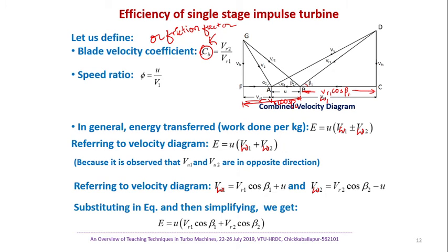This becomes VR2 cos beta 2. So VW2 can be written as VR2 cos beta 2 minus u. So that gives you VW2. Now substitute these two in this. So u, VR1 cos beta 1 plus VR2 cos beta 2, plus u minus u goes off, so they will get cancelled. So the remaining is what? VR1 cos beta 1 plus VR2 cos beta 2.